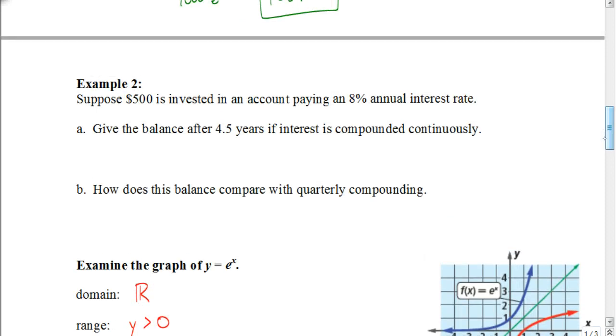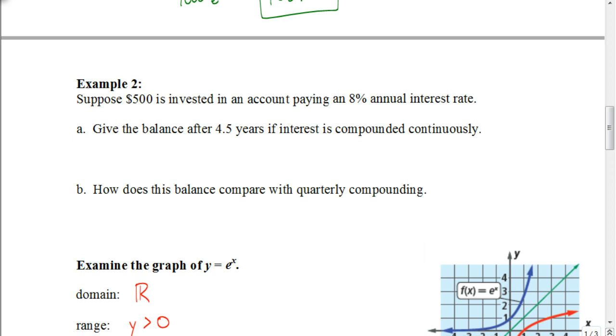Now, in this next example, we are going to compare what an investment would be if it was compounded continuously and what it would be if it was compounded quarterly. So you can see that the whole purpose of PERT is that it gives us a nice estimation to know what the value is going to be after a period of time. So if I have $500 that's going to be invested at 8%, and it were compounded continuously for 4.5 years, let's figure out what that investment would end up being.